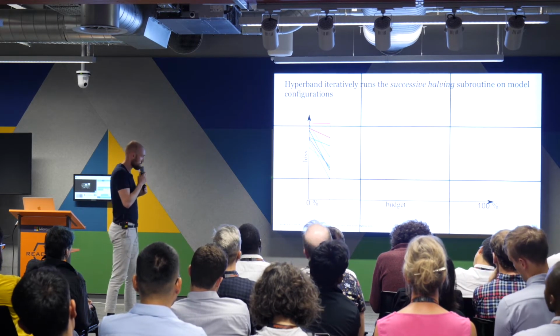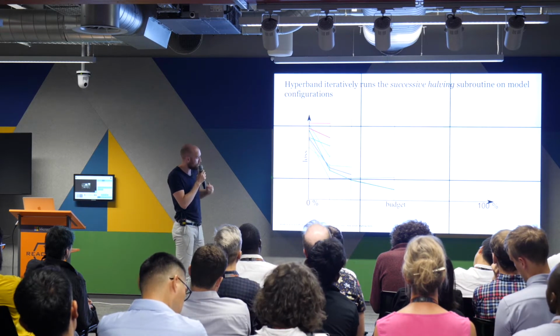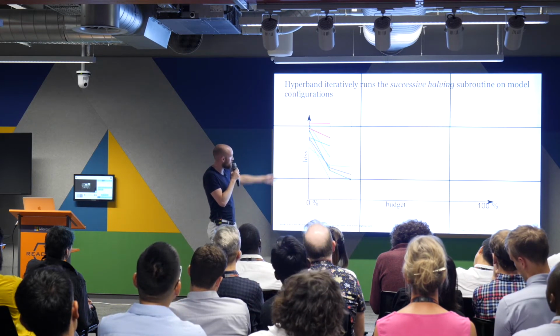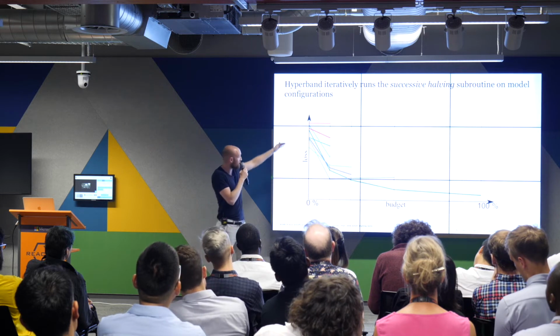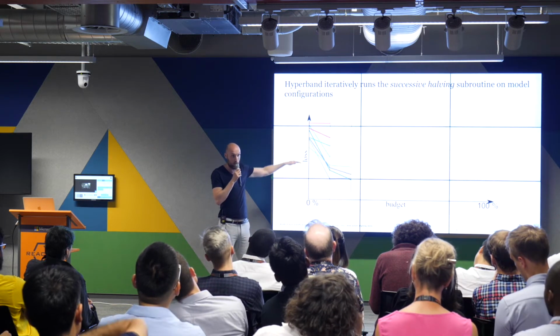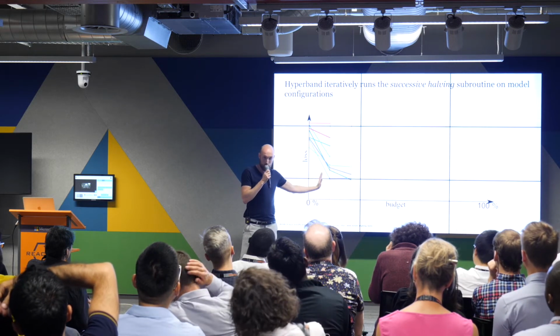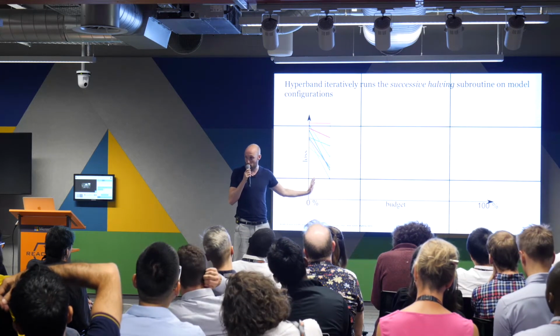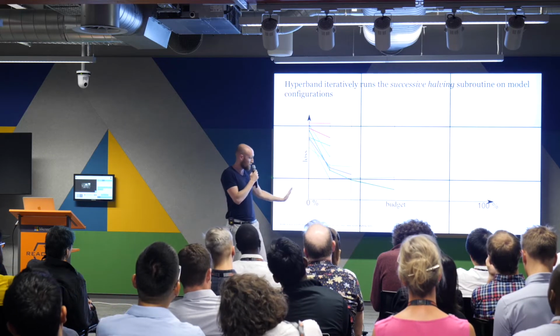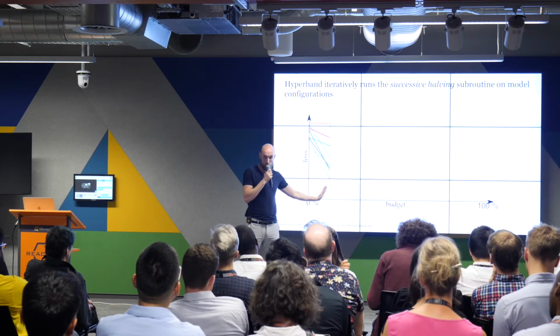So let me repeat that, because I jumped a bit ahead. What really happens is that at the beginning, I randomly sample a number of configurations. I run them for a specific percentage of my total budget. In this case, it could be 12.5% of my budget.